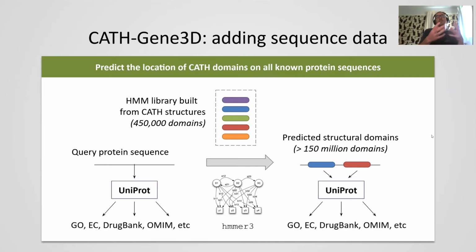So if a given protein sequence has extra annotations, such as a UniProt sequence might have gene ontology annotations or enzyme commission annotations, that might be very useful. And we can use this process to inherit that information, to bring in sequence information, but also functional annotation information into the existing data in CATH.